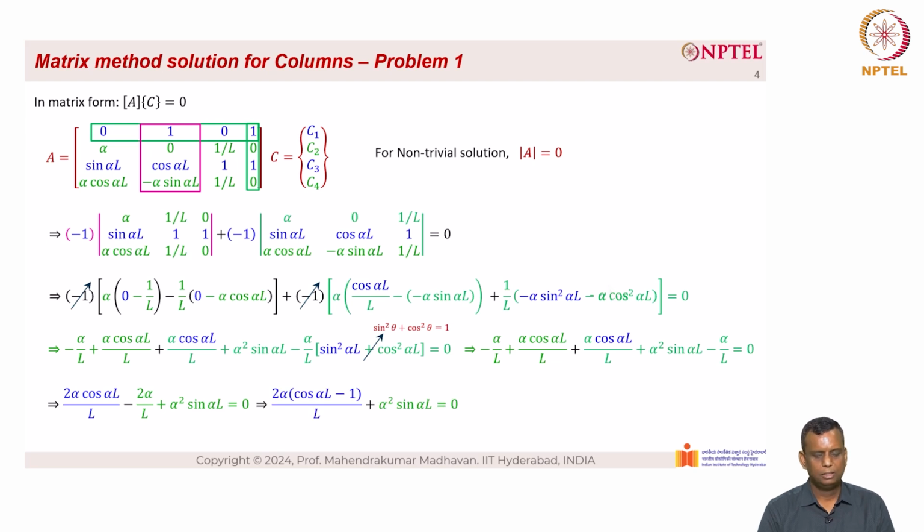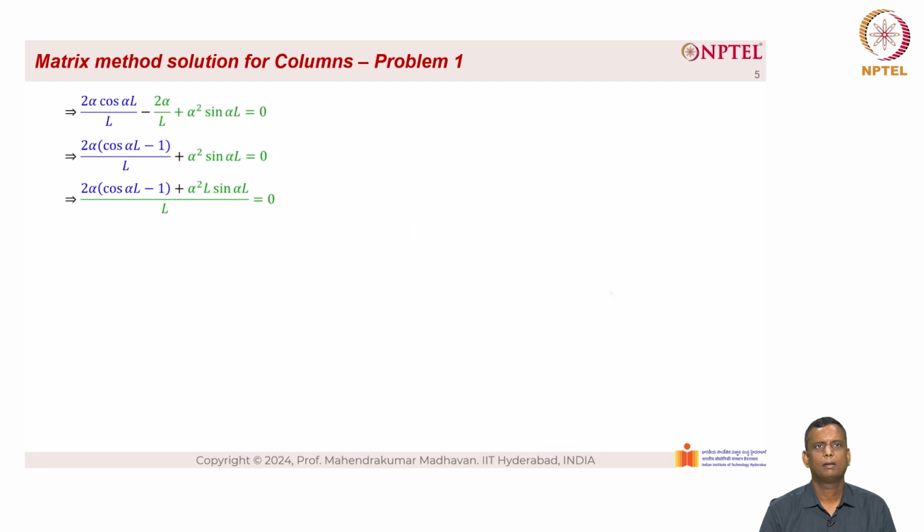So when we take this 2 alpha common, we have 2 alpha into cos alpha L minus 1 divided by L plus alpha squared sin alpha L is equal to 0. We can further simplify this by taking it as 2 alpha into cos alpha L minus 1 plus alpha square L sin alpha L by L which is equal to 0. So we have 2 alpha into cos alpha L minus 1 plus alpha square L into sin alpha L equal to 0. This can be further simplified as 2 into cos alpha L minus 1 plus alpha L into sin alpha L equal to 0.